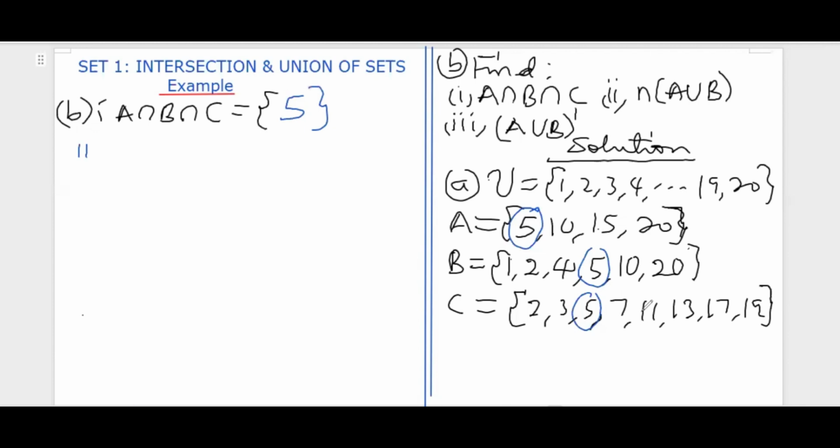And for II, we are to find the number of A union B. It is important for us to know that if it is number, it is this n, but if it is intersection, it is this kind of n. Can you see the difference? If it is union, don't write union as letter U, write it this way.